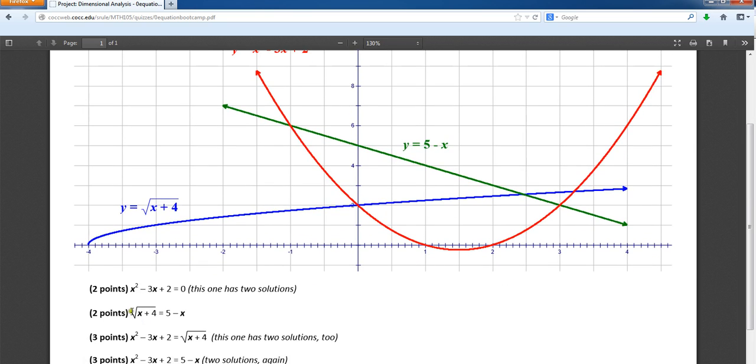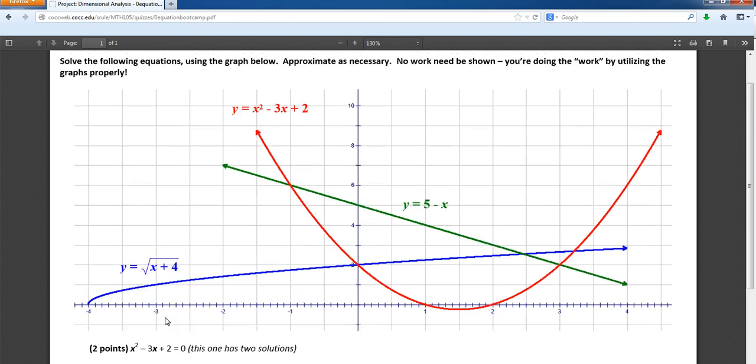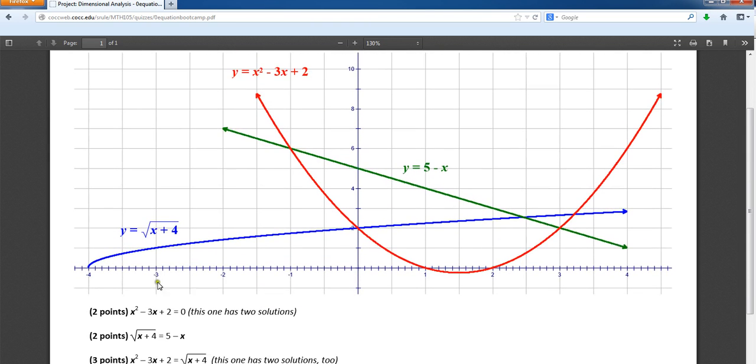Next one is root x plus 4 equals 5 minus x. This one also has two solutions. It's x plus 4, excuse me, and 5 minus x. Oh, no, it doesn't have two solutions. It's only got one. So the solution appears out here. I'd call that 2.4, I guess. 2.4-ish, somewhere in that neighborhood.